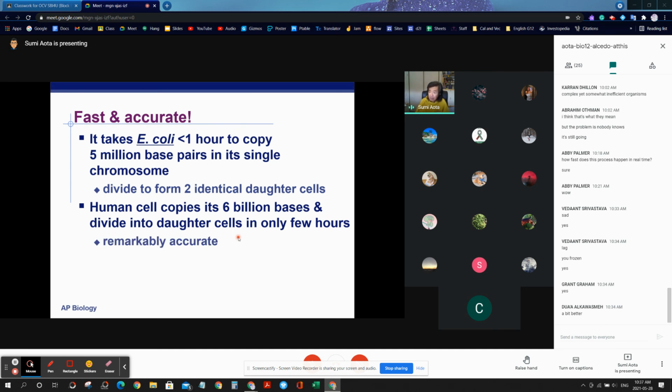It's incredibly accurate. Okay, we get a mistake every 100 million bases. Okay, so you're thinking, what does that actually mean? How many errors are we actually getting then? It translates to about 30 errors every cell division total, which is not much.